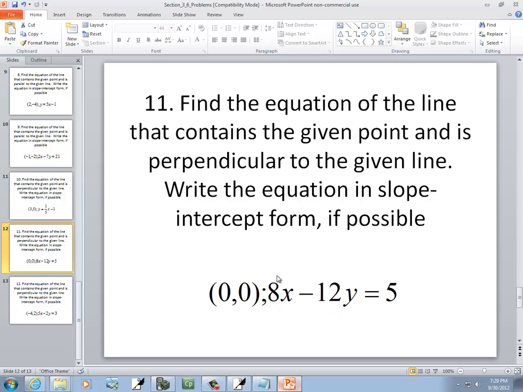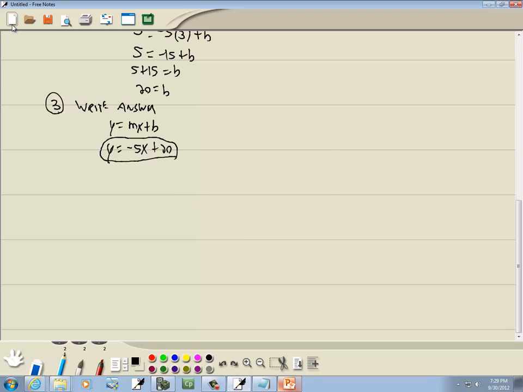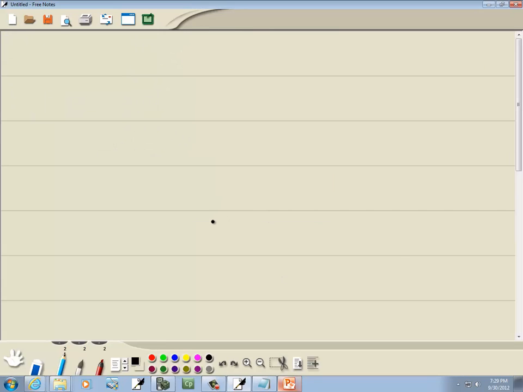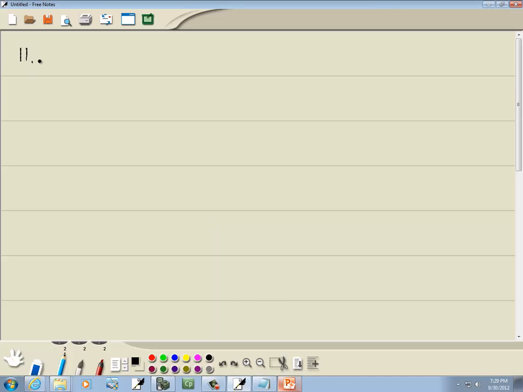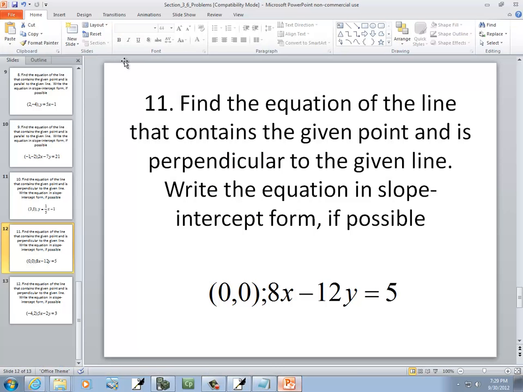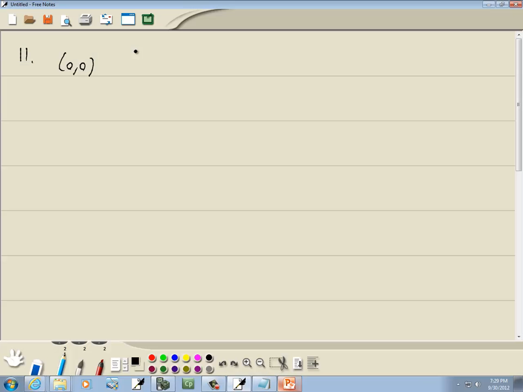Now let me start a new page. And let's look at our next problem. So passes through (0, 0), and it's perpendicular to 8x minus 12y is equal to 5. Okay. Step 1.